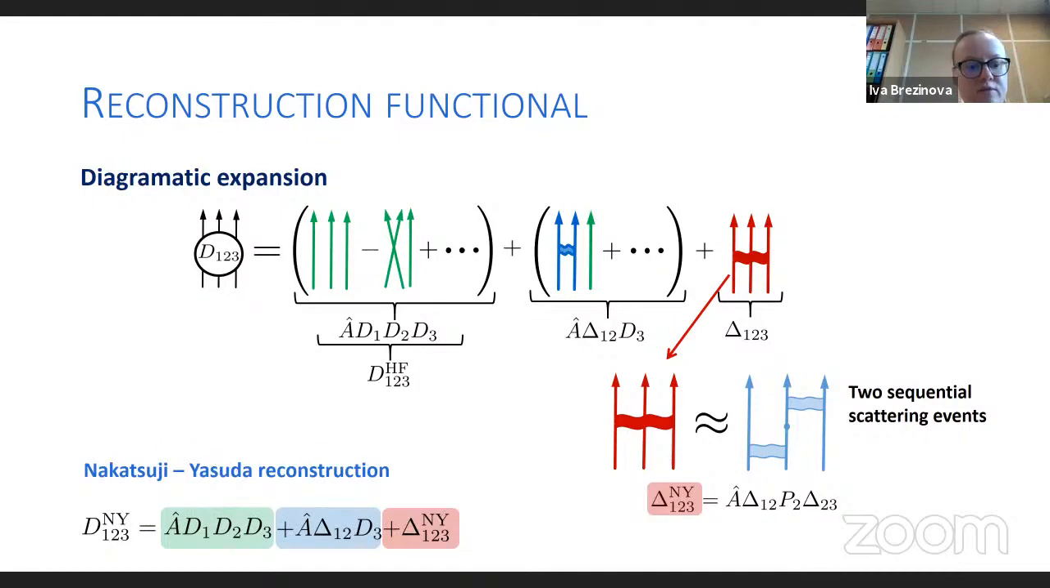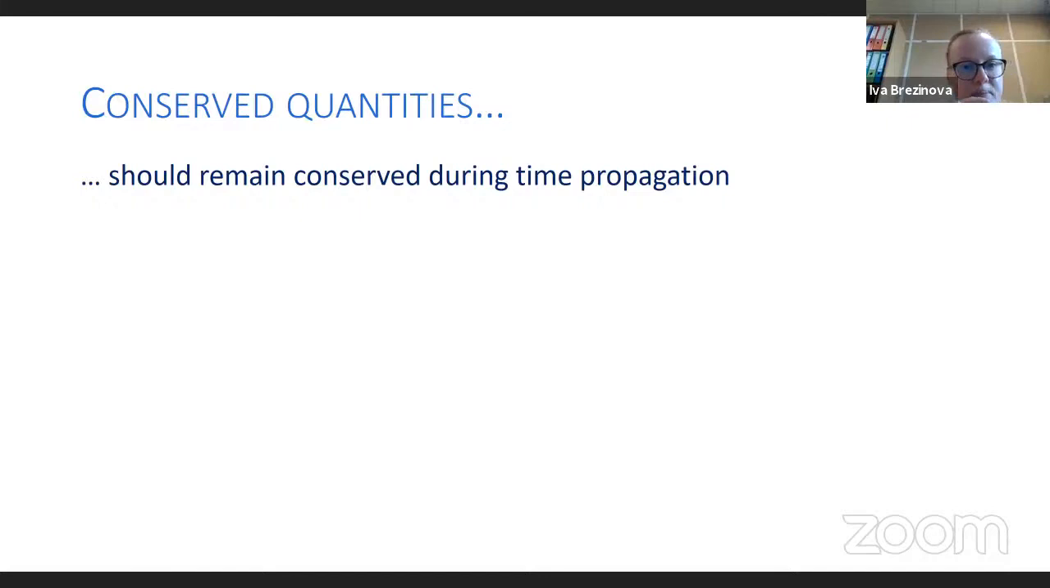Now, one thing that is very important and that has hindered previous attempts of establishing or using the time-dependent two-particle reduced density matrix is the following observation. Of course, conserved quantities should be conserved during time propagation. So if you have a Hamiltonian that is not explicitly time dependent, energy should be conserved, for example.